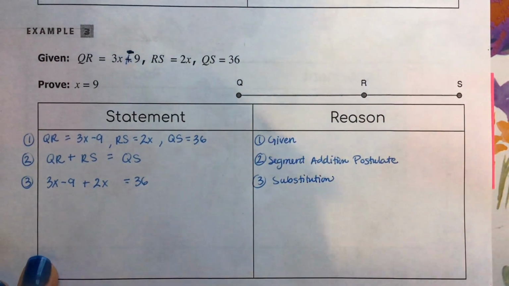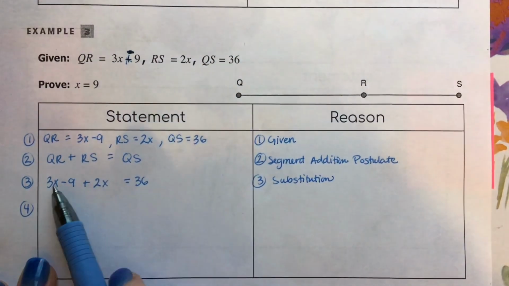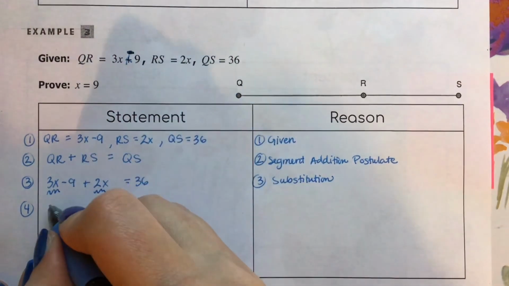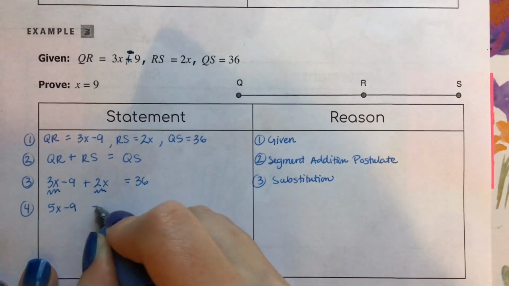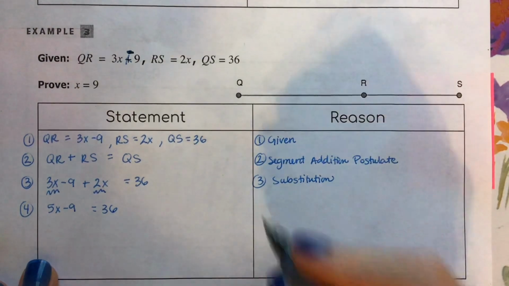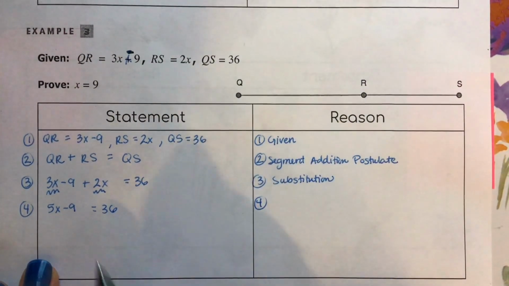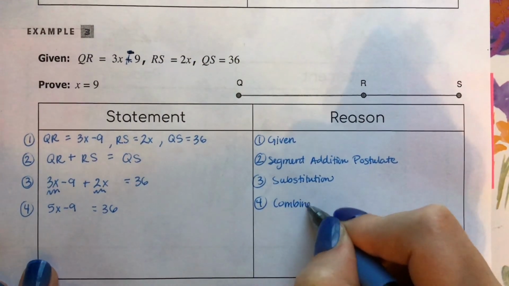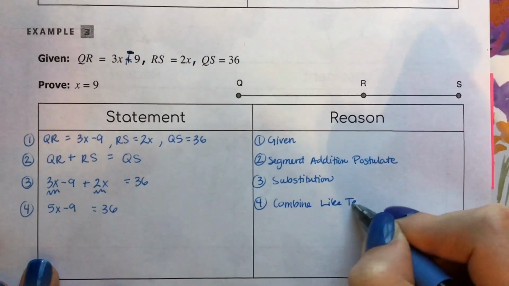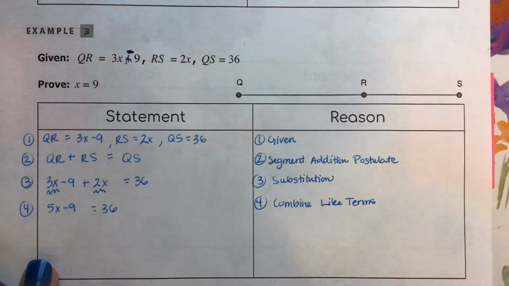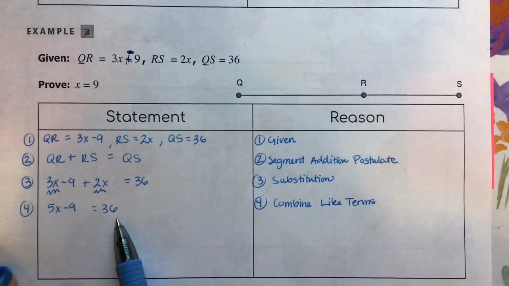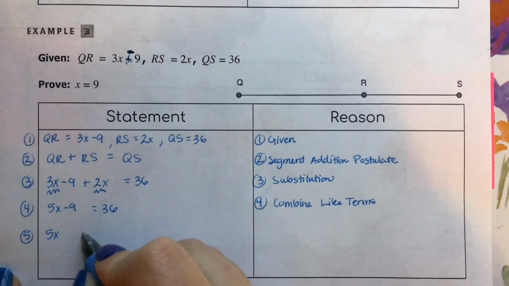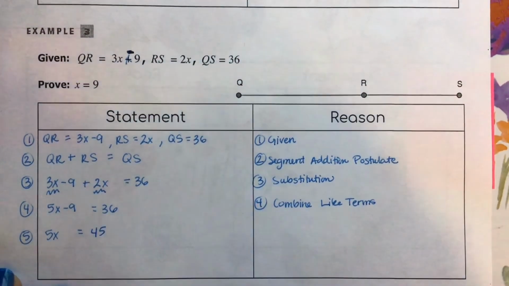Now I'm going to start solving my problem. Notice how 3x and 2x are on the same side of the equation, so that means they're like terms. So I'm going to get 5x minus 9 is equal to 36. So when I combined these together, that's called combining like terms. Now I want to move the 9 to the other side of the equation. So I'm going to add it to both sides, and I get 5x is equal to 45.